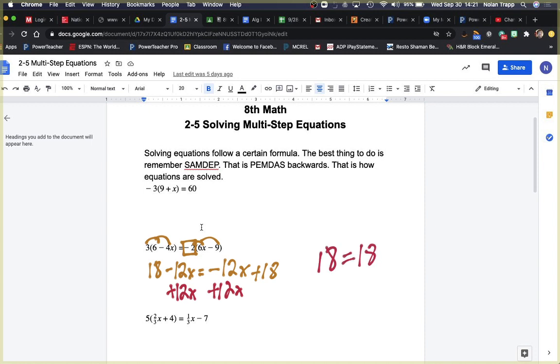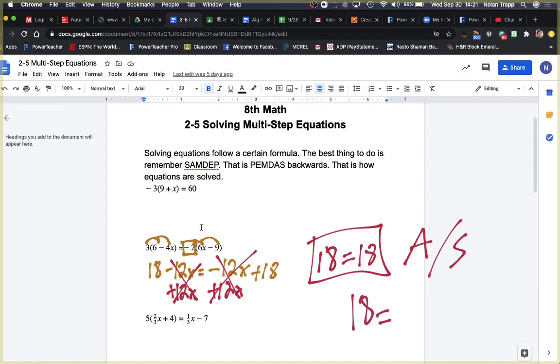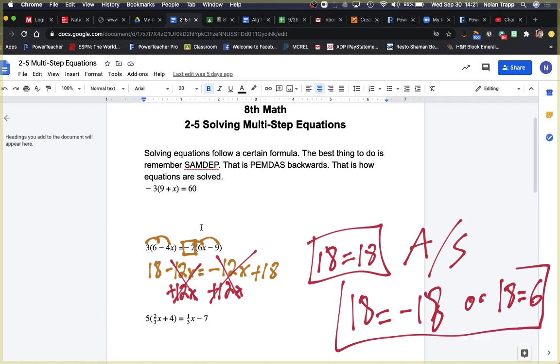We might as well talk about it now. So when you have a problem work out where the variables just cancel each other out, like these ones did, then you end up with numbers equaling numbers. So the only thing you have to ask yourself in this situation is, when is 18 equal to 18? Last time I checked, 18 is always equal to 18, so that is why it is all solutions. Now if you work that problem and it worked out to like 18 equaled negative 18, or 18 equaling 6, something like that, those are both examples of no solution, but I'm going to go through that a little bit more here in a second.